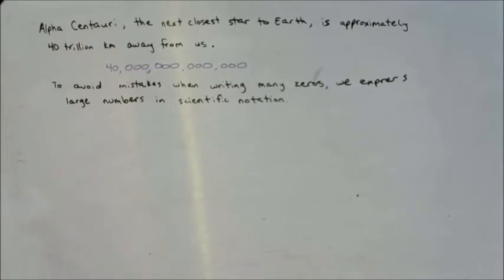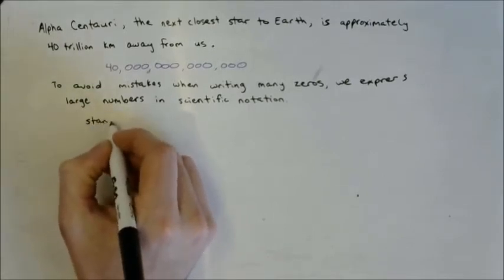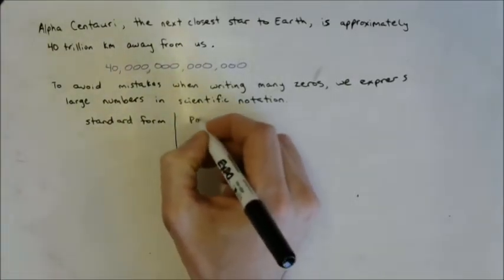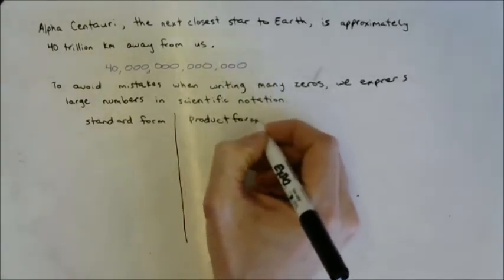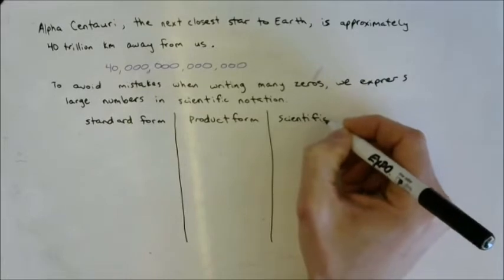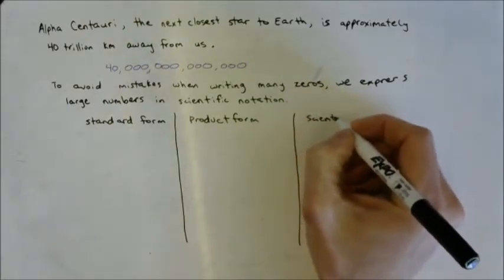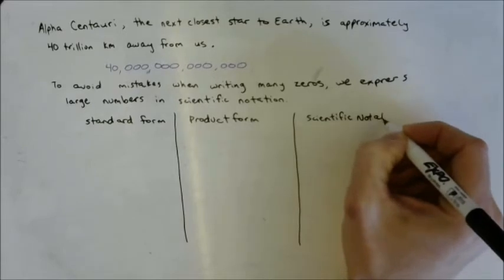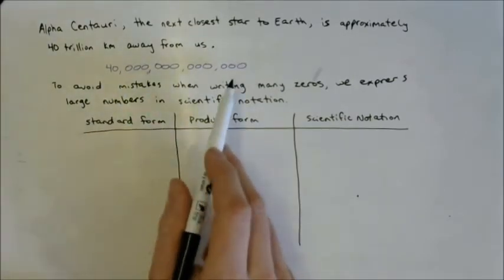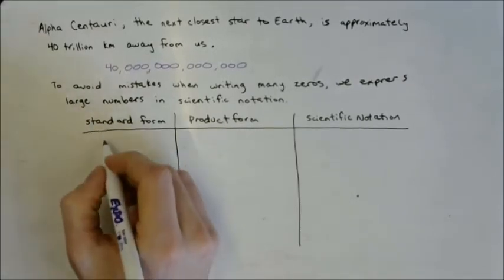The first thing we want to do is we're going to make a table. And the table's going to look like this. You can let me write it before you write it, that's fine. But we're going to have numbers in standard form. Then we're going to have numbers in product form. And then we're going to have numbers in scientific notation. And actually, I need this column to be a little bit bigger. And we're going to use this 40 trillion here. And we're going to write it in standard form, except we're going to start with a smaller number. We'll start with the number 400.